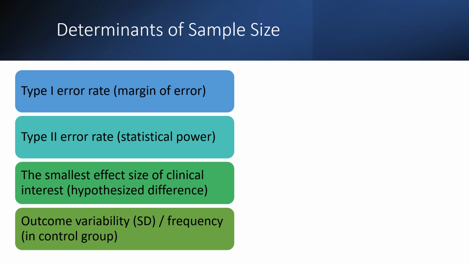So what determines an adequate sample size? The margin of type 1 error that we accept, the margin of type 2 error that we accept, or in other words, statistical power, the smallest effect size of clinical interest, or in other words, the expected or hypothesized in-between group difference. Finally, the expected variability of the outcome, or the expected frequency of the incidence or prevalence of the outcome of interest, especially in the control group.